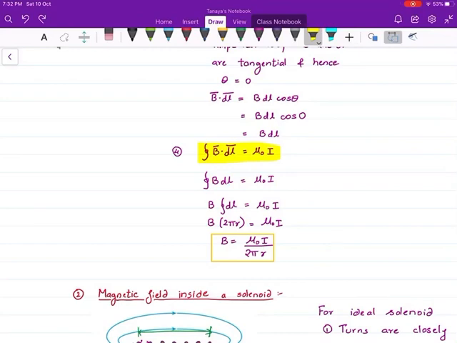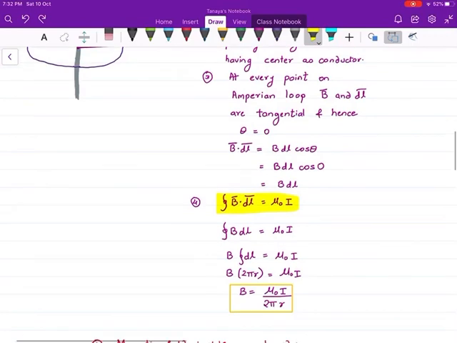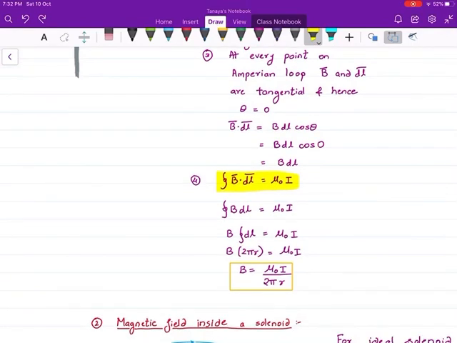B is anyways constant at all the points on the loop, because the loop is equidistant from the conductor. The conductor is at the center, no? So B is constant everywhere, so I can take B out of the integration sign. B times the integral of dl is equal to mu naught I.